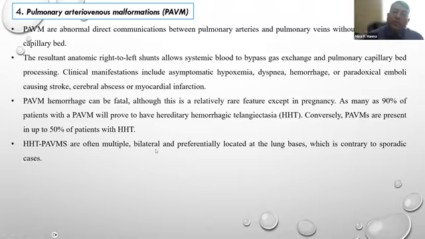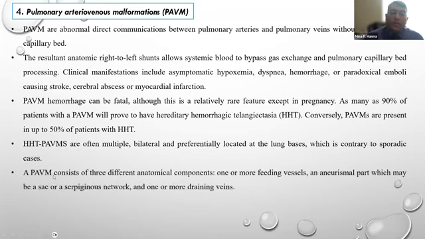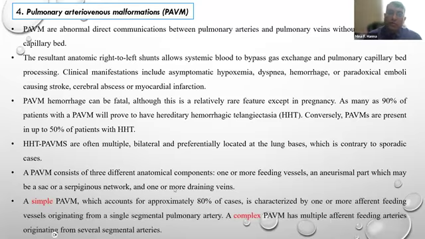They are often multiple, bilateral, preferentially located in the lung bases, which is contrary to the sporadic cases. This PAVM consists of three differential anatomic components: one or more feeding vessels, aneurysmal part, which may be sac or serpiginous, and then draining vein. So the most important thing when you suspect it, you have to keep tracking till you find the feeding vessel, artery, and the draining vein. Once you see this component, the nodular shape and one artery in, one vein out, this is the AVM.